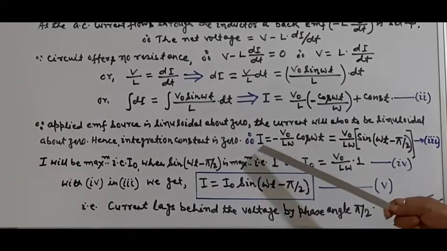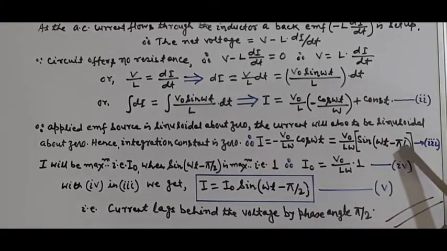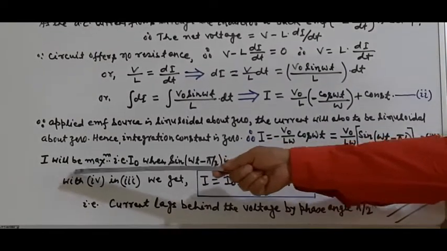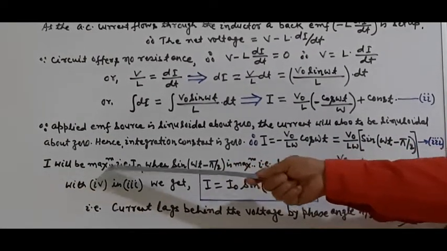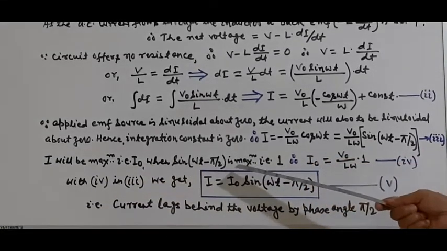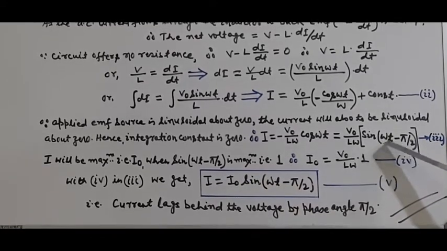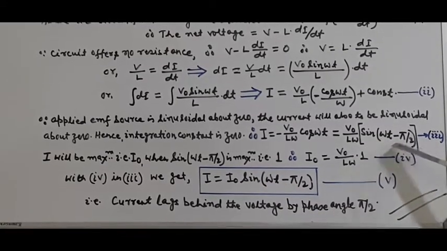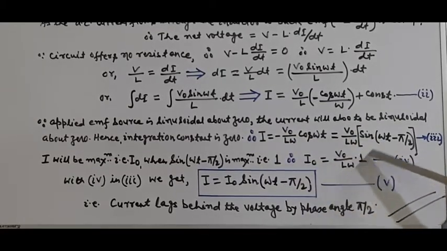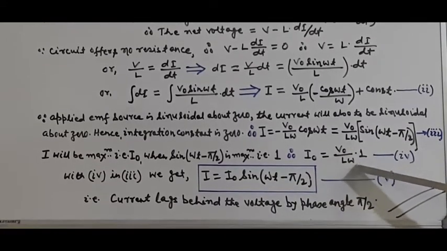Now the current I will be maximum when sin omega t minus pi by 2 is maximum. I will be maximum, that is I naught. I naught is the maximum value of I when sin omega t minus pi by 2 is maximum, that is 1. So put this value of 1 in equation number 3, in place of sin omega t minus pi by 2. It becomes, in place of I, I naught is equal to V naught by L omega.